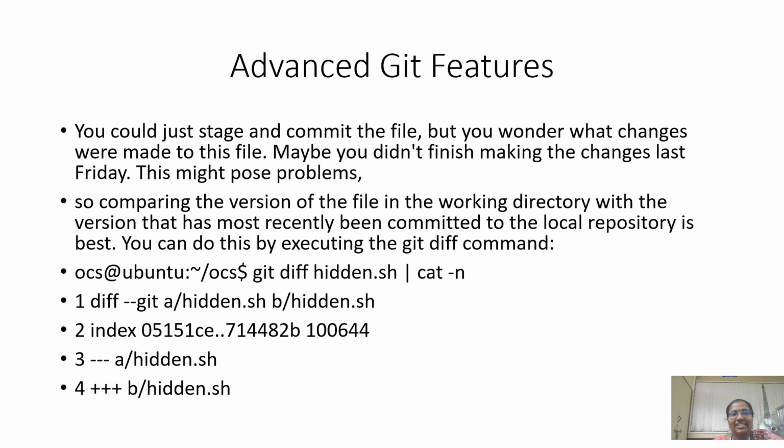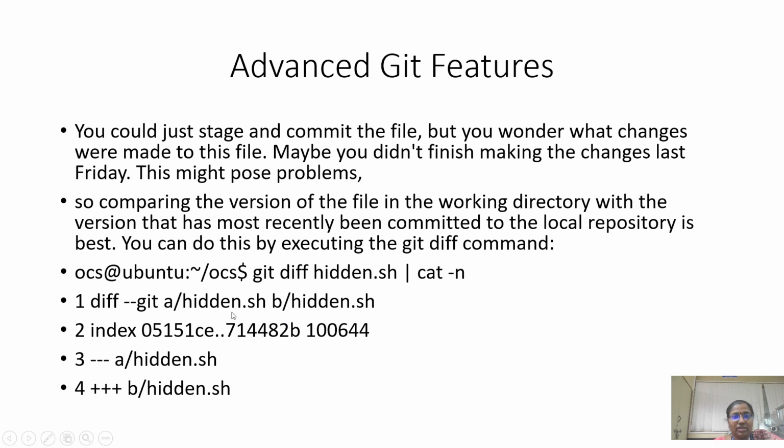You could just stage and commit the file, but you may wonder what changes were made to this file. You can download the file from your repository, do all the work and changes, and want to take this through a staging area and commit to the central repository. So you wonder what all the changes are that you made. To check this, you can use the git diff command. In this hidden.sh shell script, you are able to see what changes you did using the git diff command.